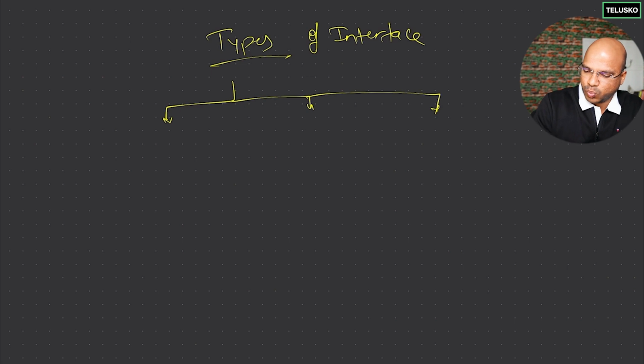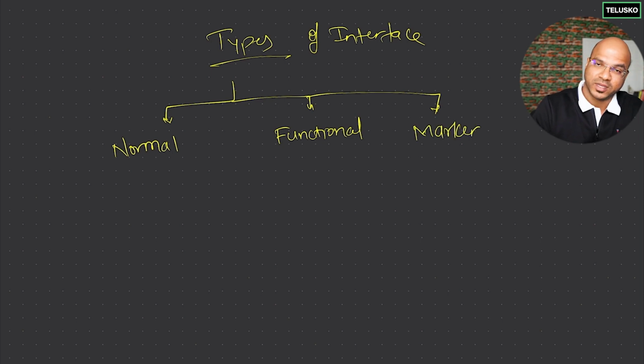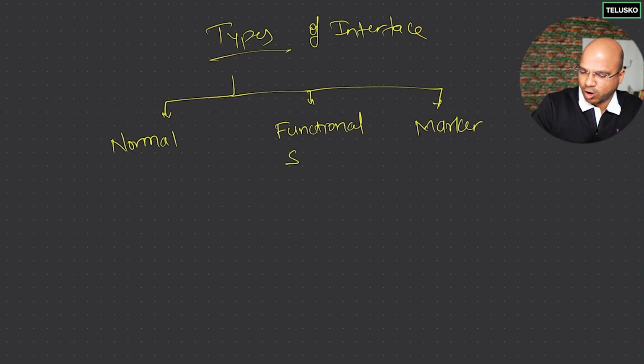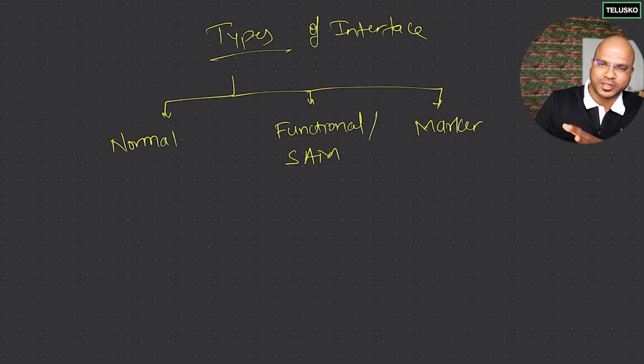The first one we can call a normal interface. The second one is your functional interface. And the third one is your marker interface. Now this functional interface is also called SAM. Why it is called SAM, we'll discuss in some time. But let's talk about interface here.